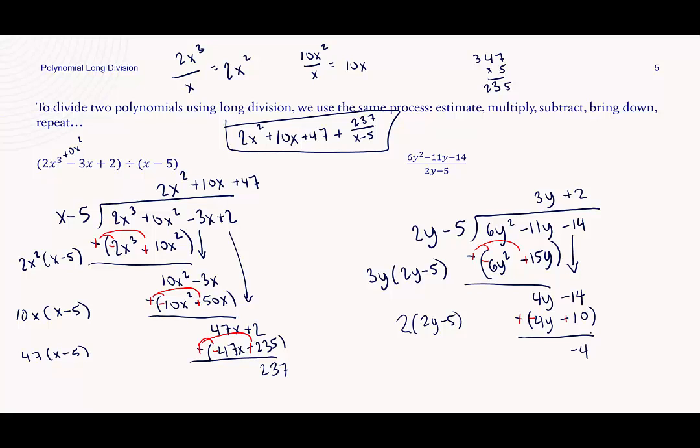Fabulous. And when I go to write my final quotient with remainder, I'm going to say 3y plus 2 is the quotient with a remainder of negative 4 over 2y minus 5. And this would be my final answer.